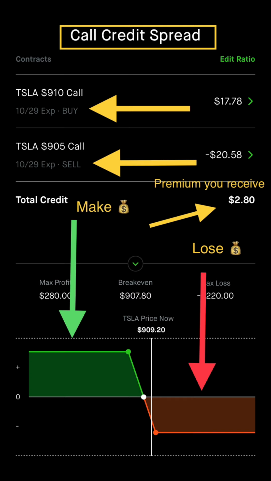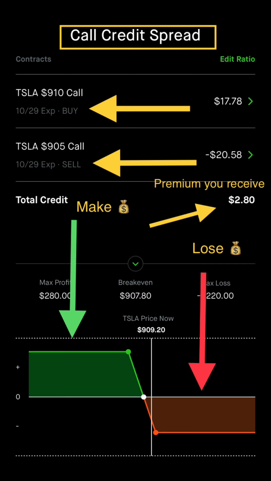Now this is the amount, $2.80. That is the credit that we're gonna get from this. Now this is a bear type of spread because we make money as long as it goes below $907.80. And our max profit again is capped at $280 for this particular contract.